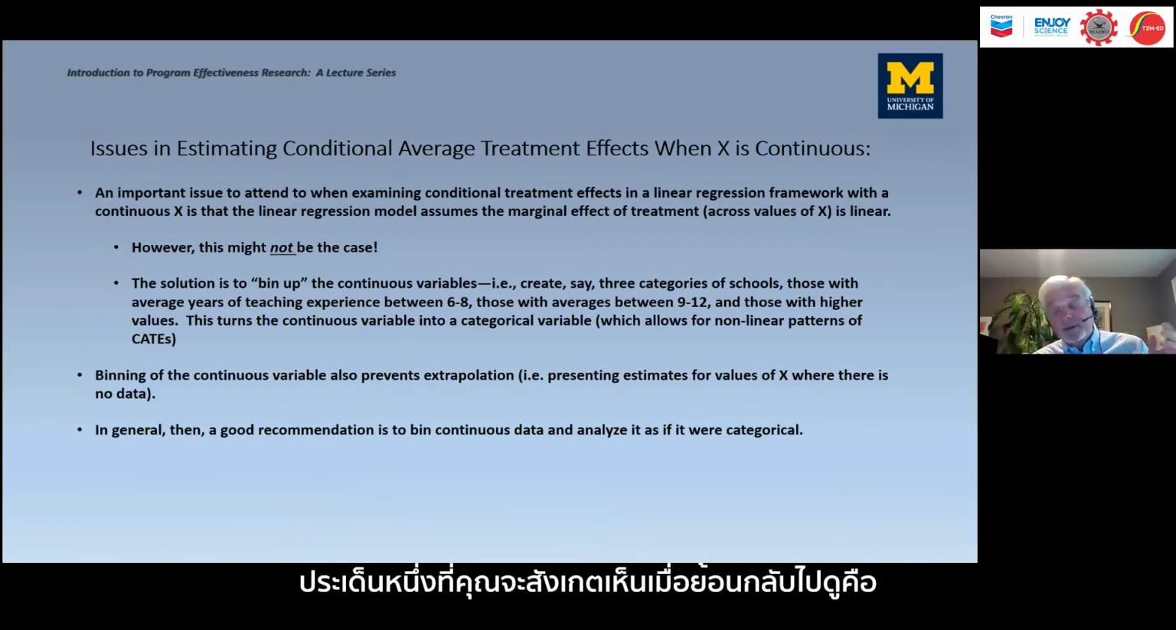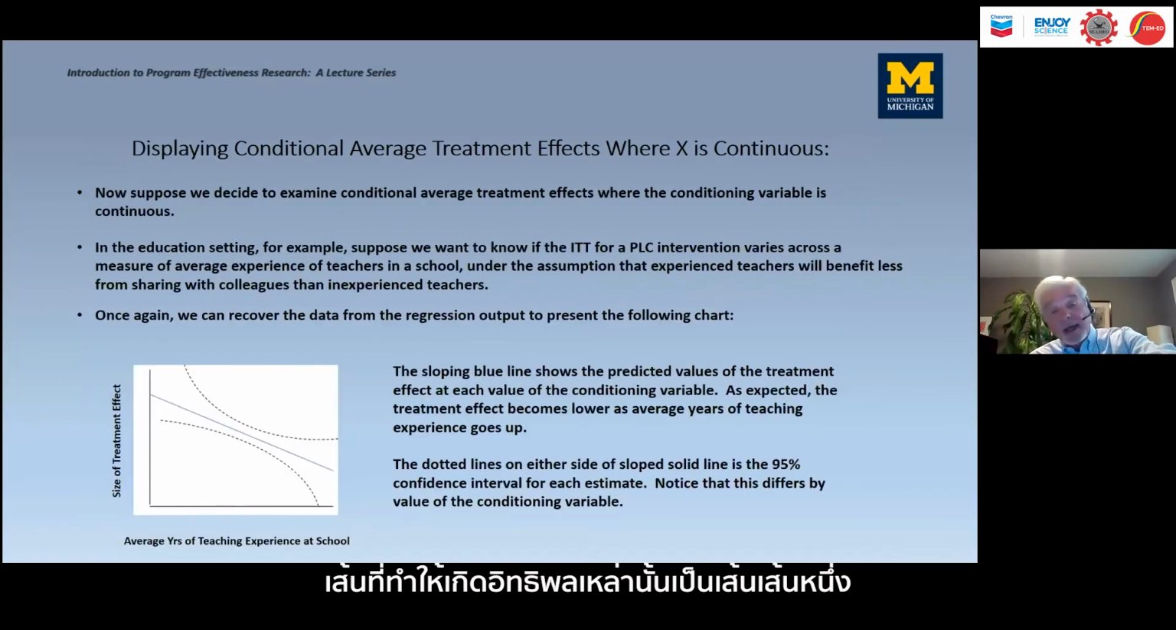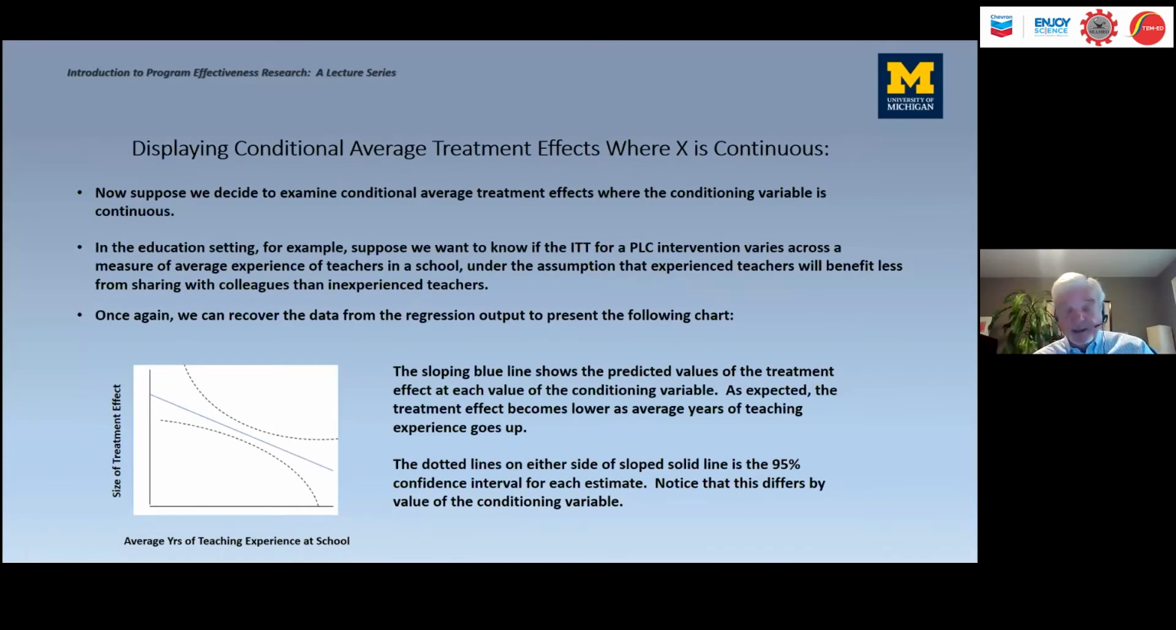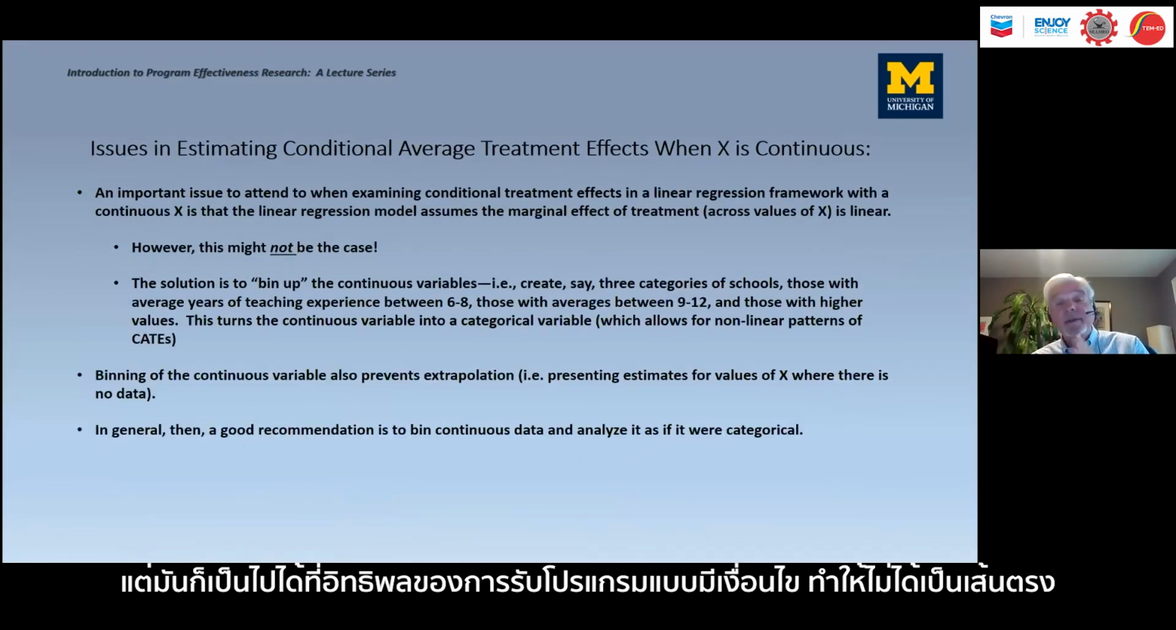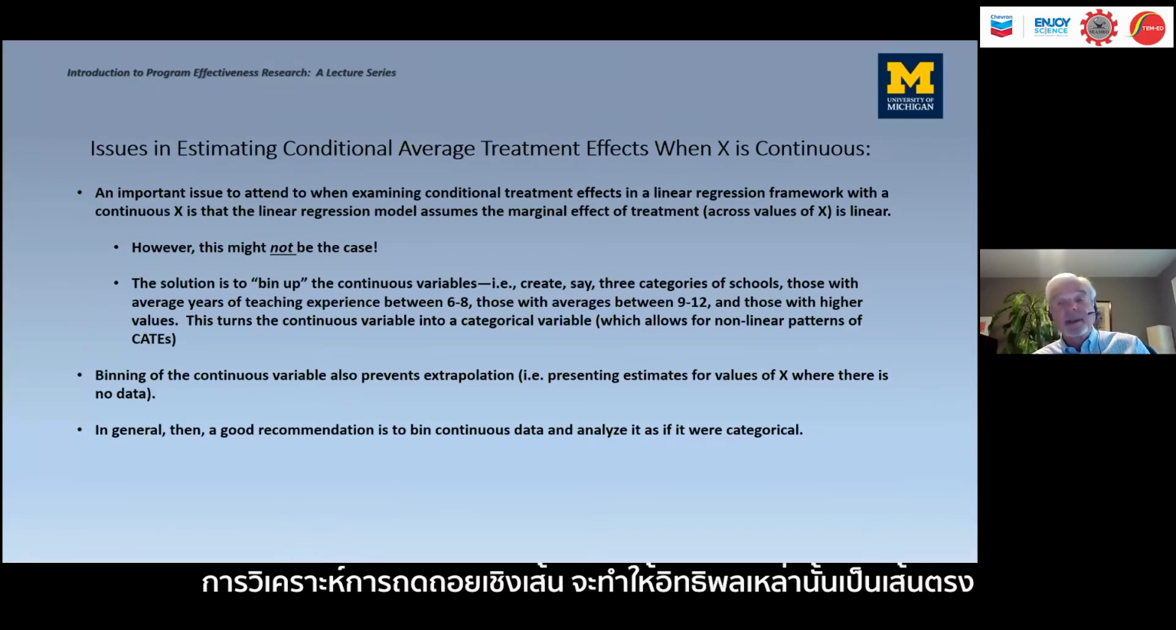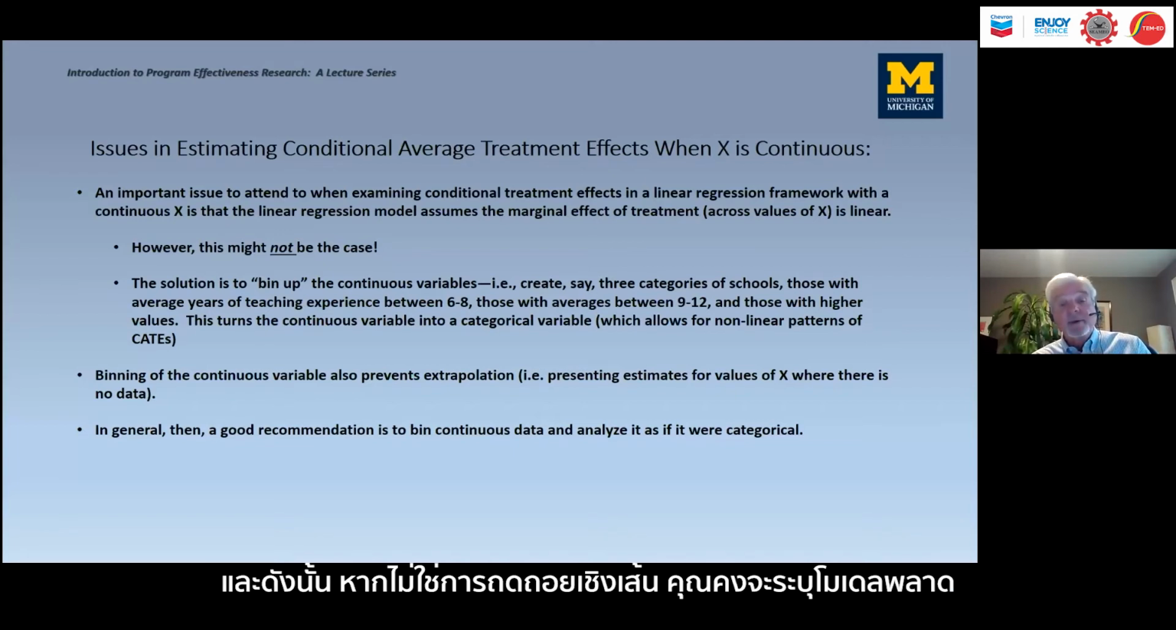One is, you'll notice going back that the line plotting those effects is a line, but it may well be that the conditional treatment effects are not linear. A linear regression is going to make them linear. And so if it's not linear, then you have sort of misspecified your model.